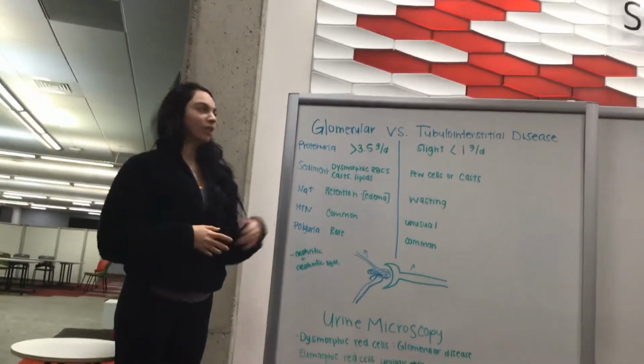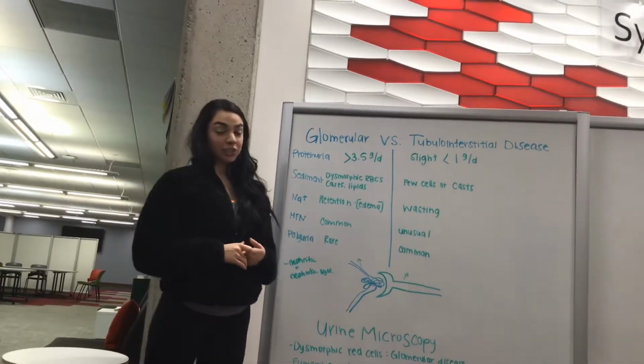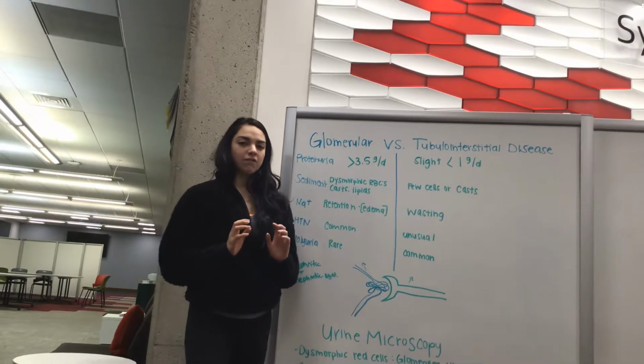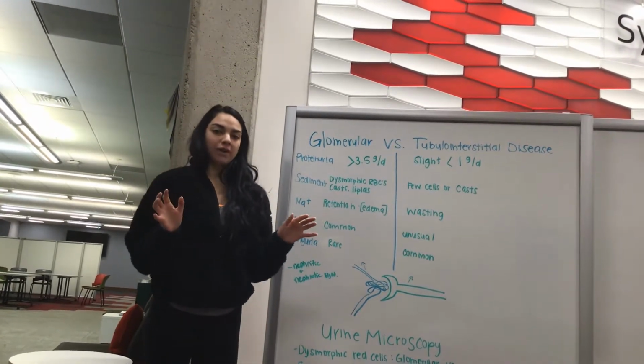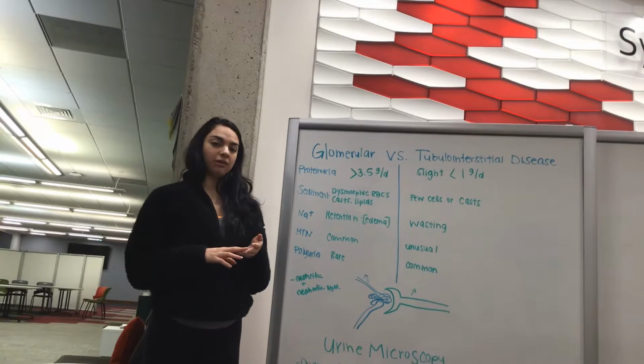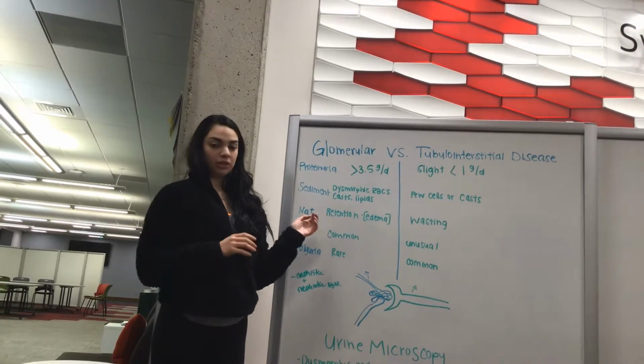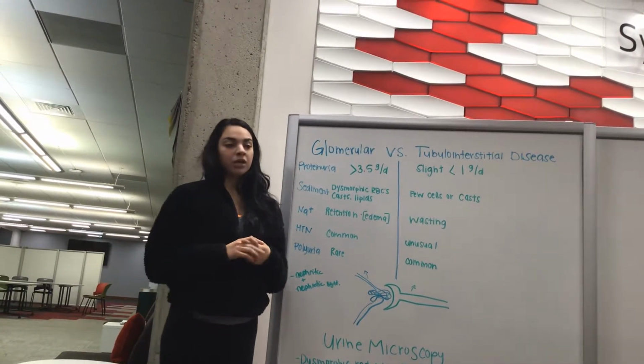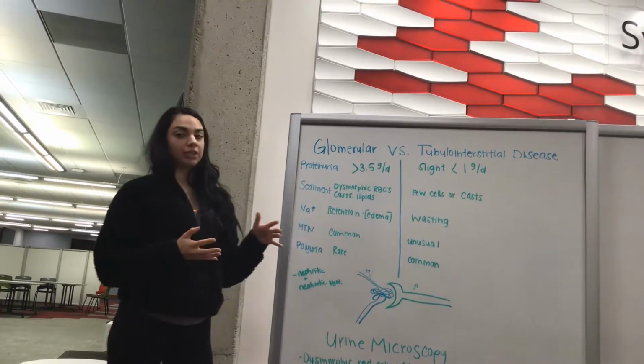Today we're going to be going over glomerular versus tubulointerstitial disease. These are kind of umbrella terms. Whenever you have kidney problems, you're typically going to find that it's going to be glomerular or it's going to be more tubulointerstitial. We're going to go over common things you're going to see with each of these.